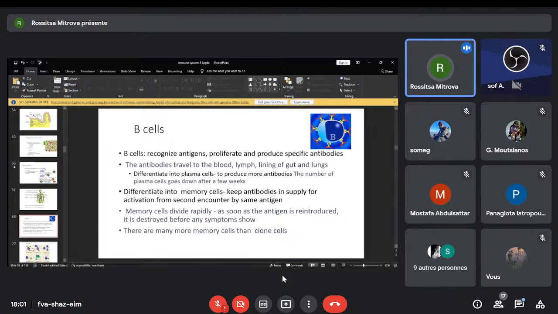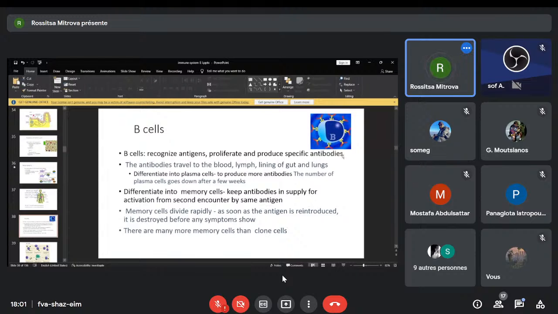B cells, B lymphocytes, recognize antigens, proliferate, and produce specific antibodies. The antibodies travel to the blood, to the lymph, the lining of the gut and lungs, the mucosa lining. They differentiate into plasma cells to produce more antibodies, and the number of plasma cells goes down after a few weeks. They can differentiate into memory cells to keep antibodies in supply for activation from a second encounter by the same antigen.